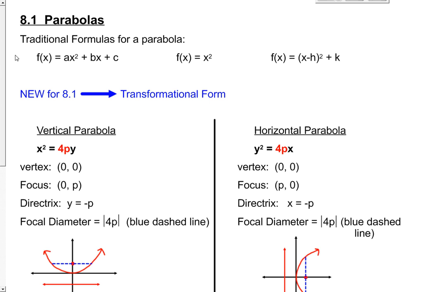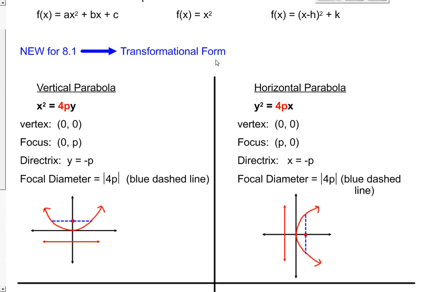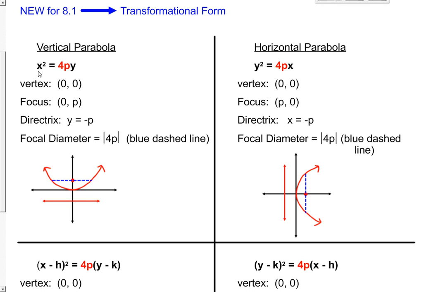What we're doing now in chapter 8 is working with a new form called transformational form. And there's two setups, one for a vertical parabola and one for a horizontal parabola. The vertical parabola is written as x squared equals 4 times p times y. And the horizontal is where the y is being squared, so it's y squared equals 4 times p times x. Both of these equations, the way they are written, are when the vertex is at 0, 0.